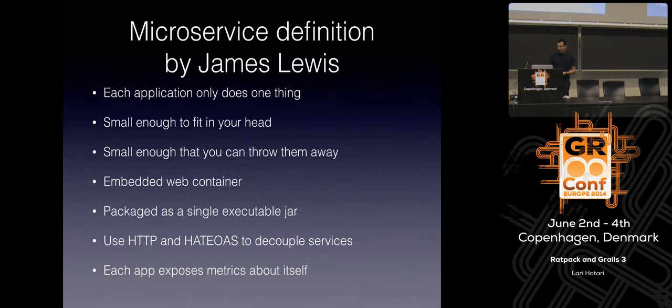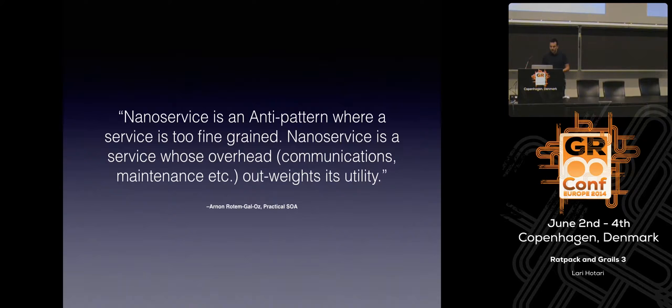So I'm not going to go into detail of what microservices are exactly, but here's something to think about. Nanoservice, that's something when cohesion has gone wrong in building microservices. It's an anti-pattern where a service is too fine-grained, and that's when the overhead outweighs its utility.